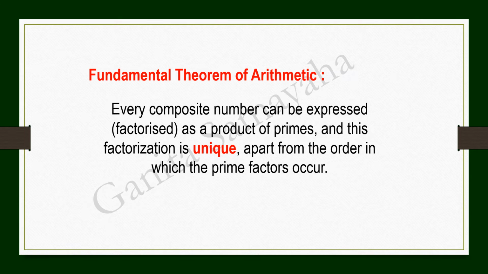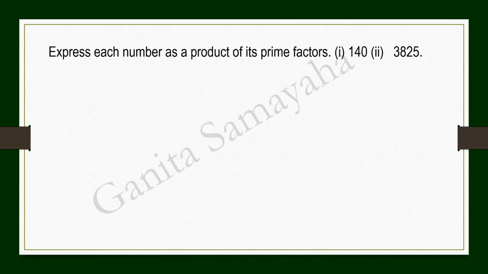Okay, children? Okay. Now let us try to find the prime factors of 140 and 3825. Okay. This is very simple. We have all done it in the lower classes. But then what we are bearing in mind is whenever we are bringing it to its prime factor form, there must be only one solution. Just to establish that, we are doing this.